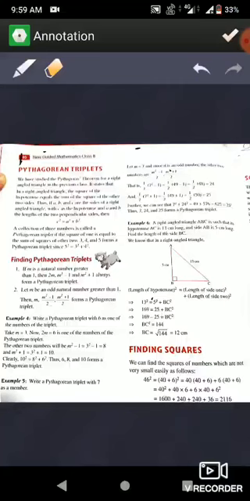Now class 8, let's start today's discussion. In today's discussion, we have to discuss two topics. The first one is Pythagorean triplets and the second one is finding squares. You can also see it on the screen. Okay, let's start. The first one is Pythagorean triplets.